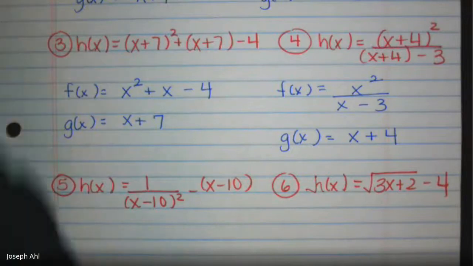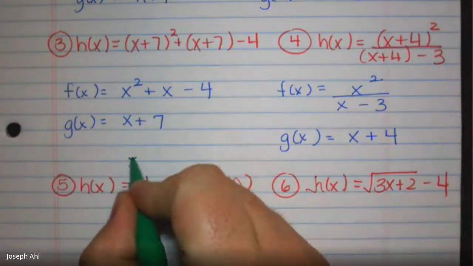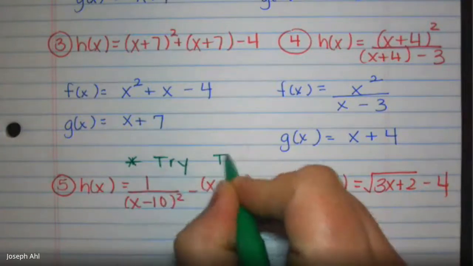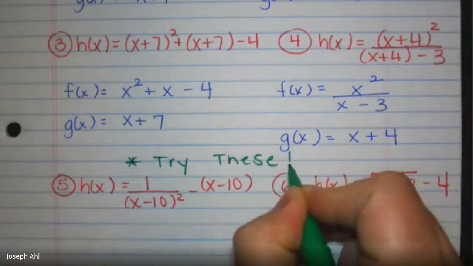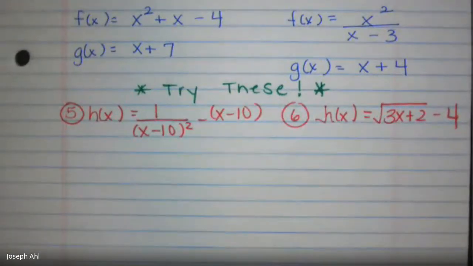So with that being said, before I see you next, try these two examples quick. You're going to try number 5 and number 6 in your notes. Reverse the composition there, come up with an f of x and a g of x that represents these two functions, h of x in each of these cases, and we'll go over those next time I see you.